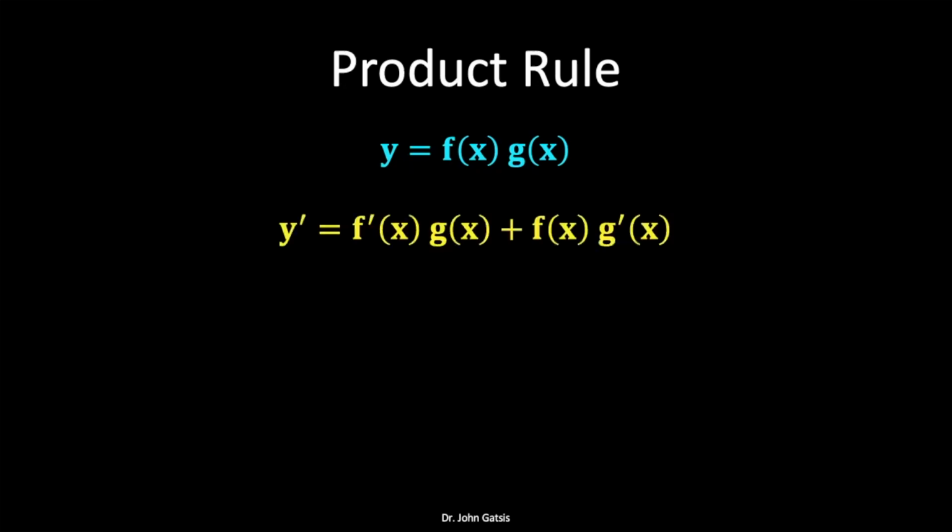The product rule simply says that you find the derivative of f and multiply by g, and then you hold f and you multiply by the derivative of g. Basically, you find the derivative of one of them at a time. In the next examples, we'll just practice this rule out.